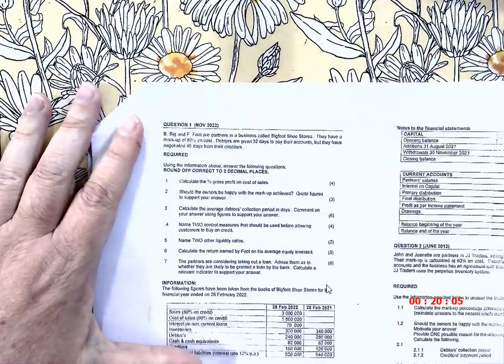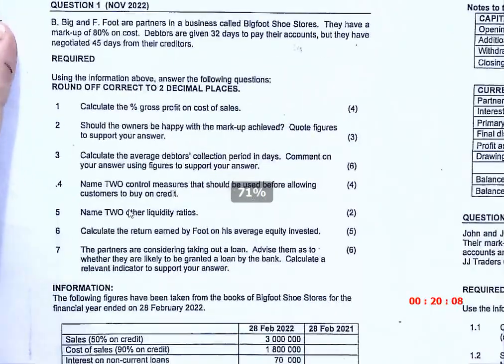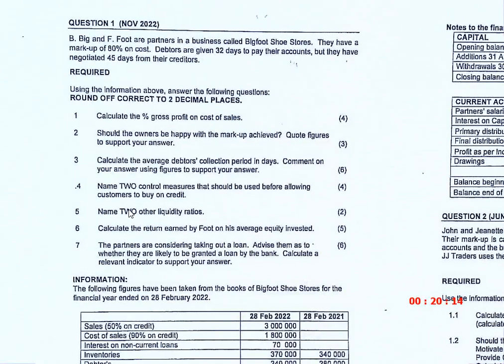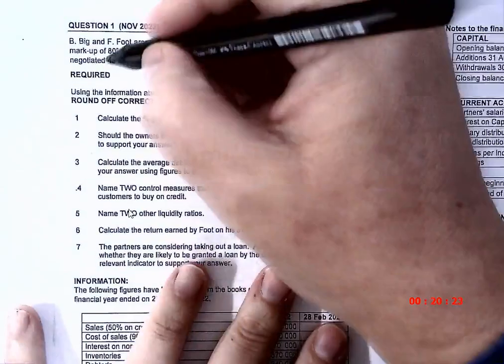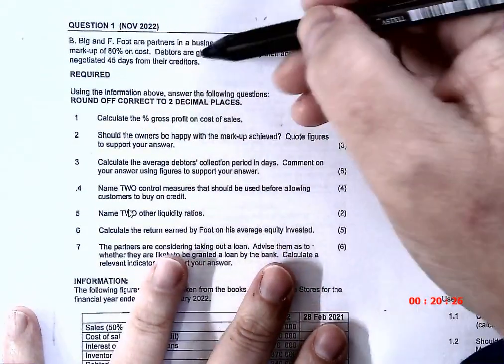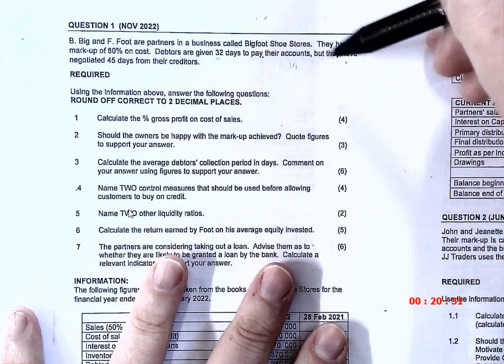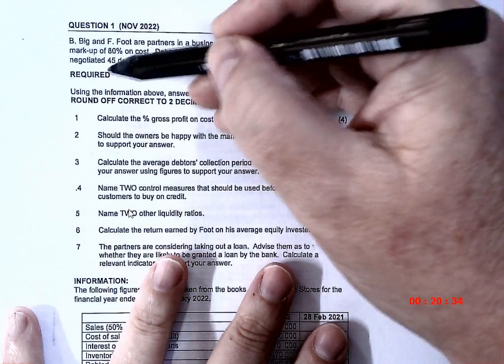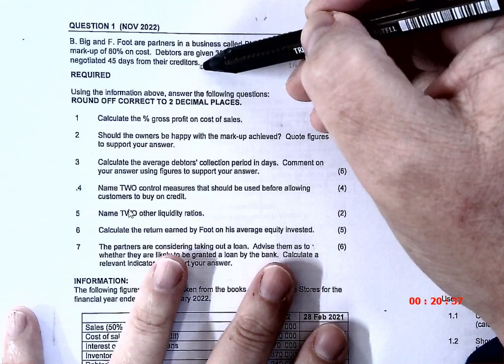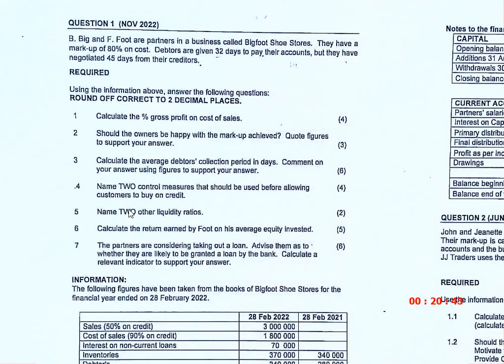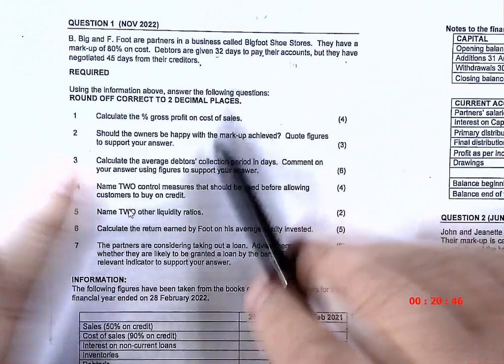So if I look at number 1, they say, Bigfoot are partners in a business called Bigfoot Shoe Stores. This is such a good one. They have a markup of 80% on cost. Now, can you see they give you information for the markup? Debtors are given 32 days to pay. That's my credit terms. But they have negotiated 45 days with their creditors. You see? So this is a very healthy situation. I first get my debtors and then I pay my creditors. They say round off to 2 decimal places.